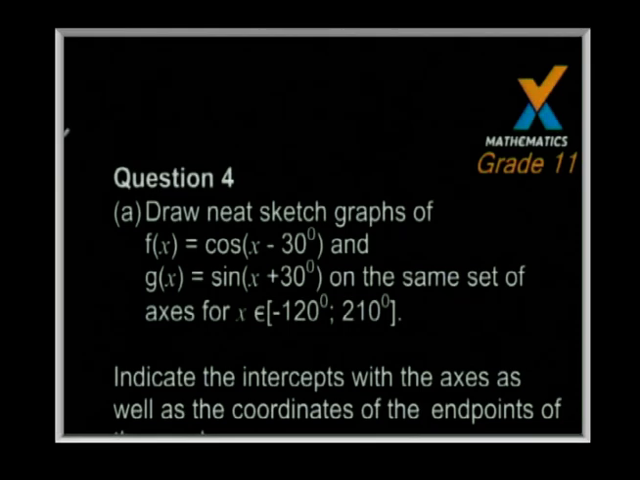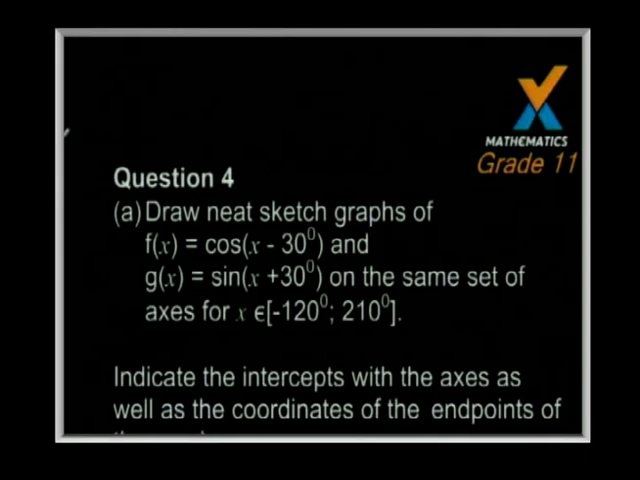Question 4 says, draw neat sketch graphs of f of x is equal to cos (x minus 30 degrees) and g of x is equal to sin (x plus 30 degrees). Now before we get onto the domain that they want it drawn for, let's talk about the adding and the subtracting of values. If we're adding a value to x, naturally we're going to want to move to the right. However, don't give in to the temptation. You need to move to the left. So always do the opposite of what you naturally want to do.